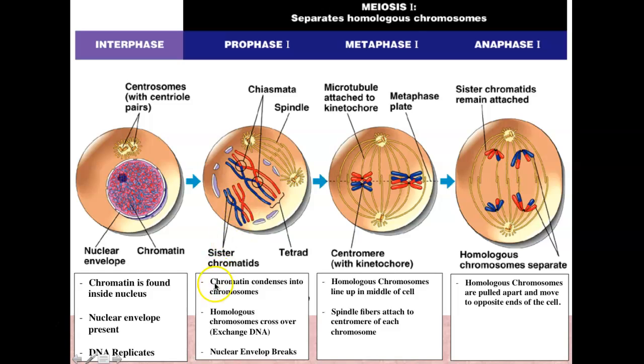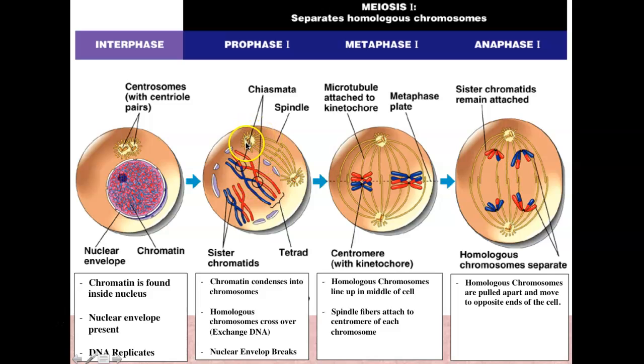In prophase 1, the chromatin condenses into chromosomes. Homologous chromosomes cross over, so they swap genetic material with one another. You can see that right here: the blue chromosome has a little red, and the red has a little blue. Then, like mitosis, the nuclear envelope is going to break apart, and these chromosomes are going to begin to move within the cell.